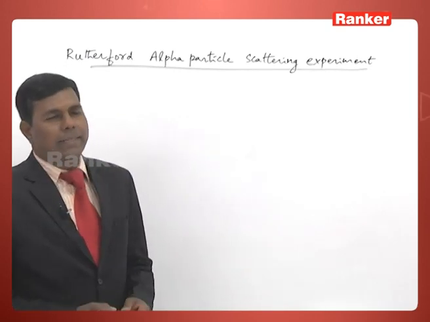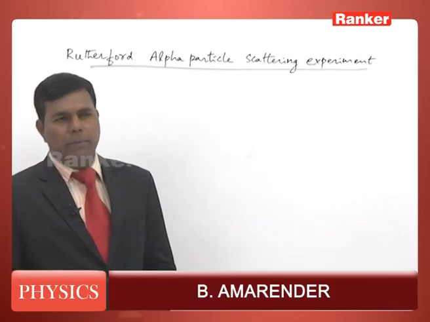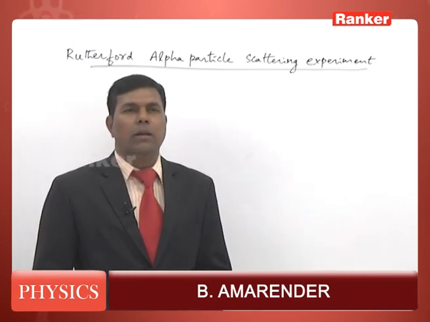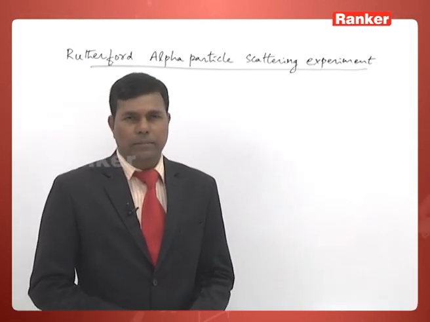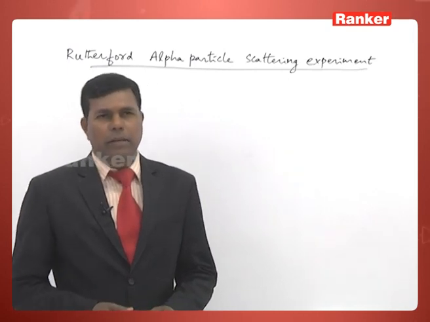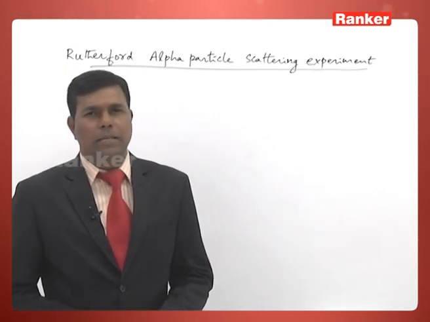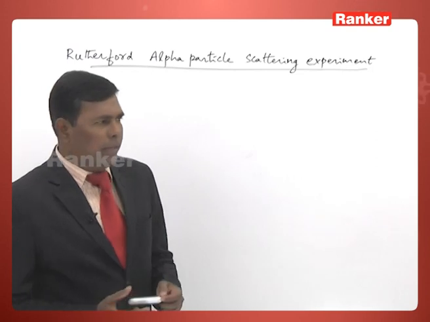Rutherford alpha particle scattering experiment. This experiment led to an atom model called the nuclear atom model. Prior to this one, there was a model proposed by J.J. Thomson, which is something like this.